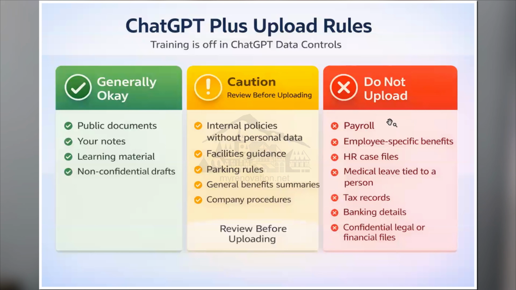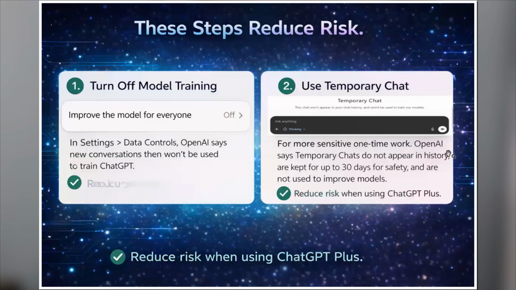The third category is do not upload. Payroll, employee-specific benefits, HR case files, medical leave, tax records, banking information, confidential legal or financial files. In a way, anything that has very specific information about you, your address, your phone number, do not upload this information into that chat. There are two steps that you can do immediately if you want to reduce the risk.